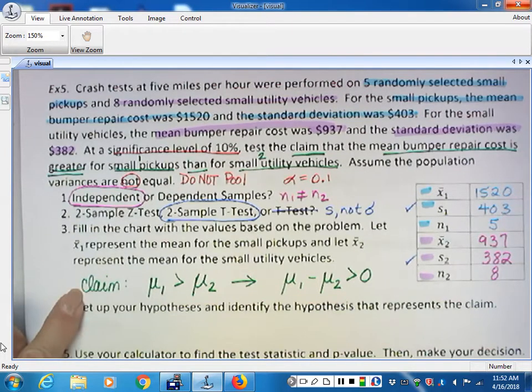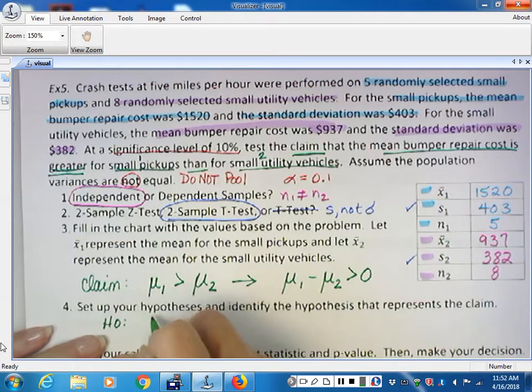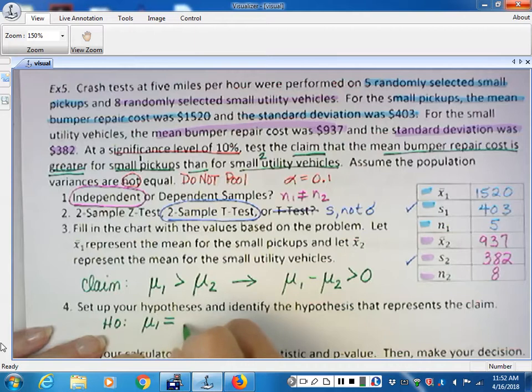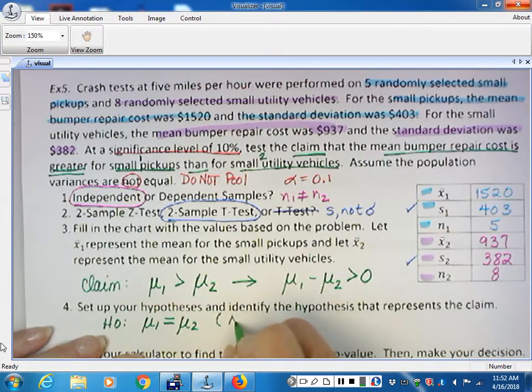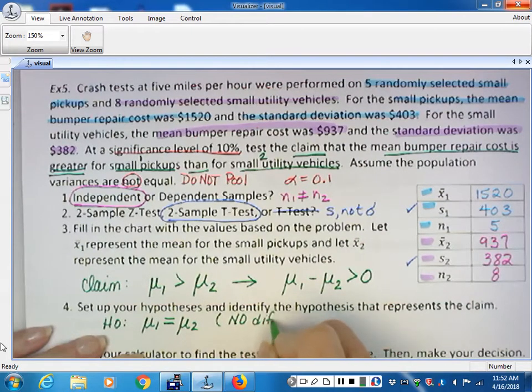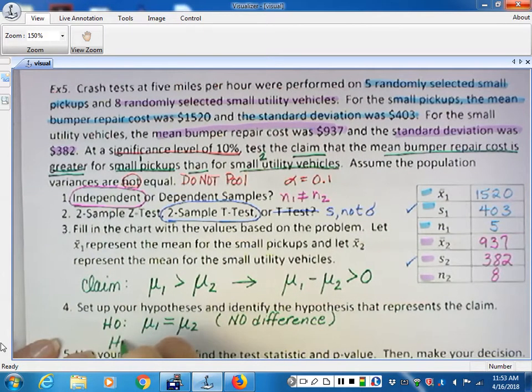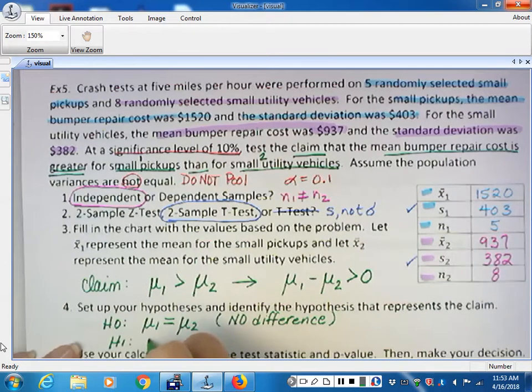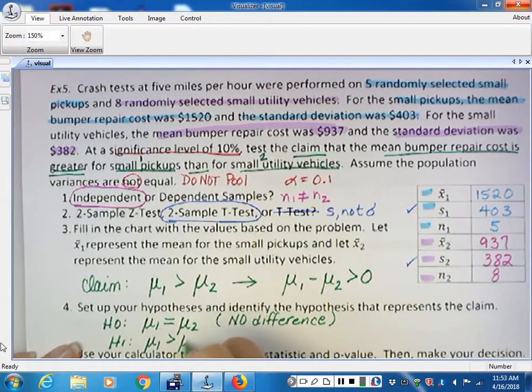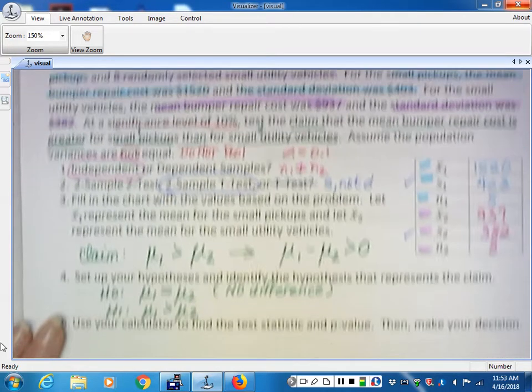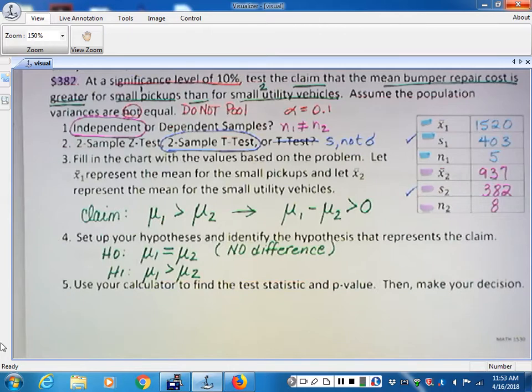So since this is the claim, we need H0, and H0 always says there is no difference. And that H1 says that there is a difference, and it says that this is the way the difference goes. That the mean of group 1 is greater than the mean for group 2. So then we're going to set up the calculator and work the problem and see how it comes out.